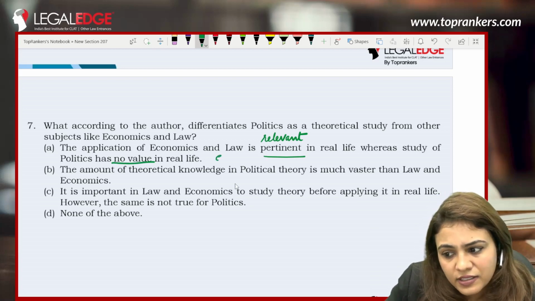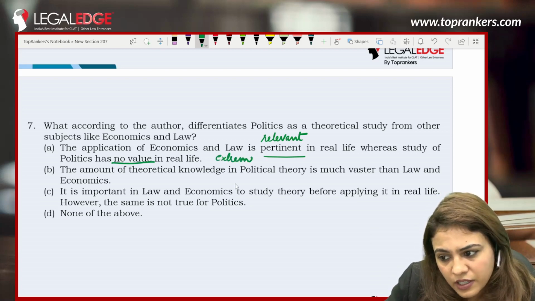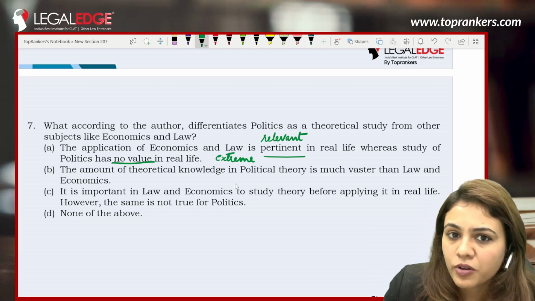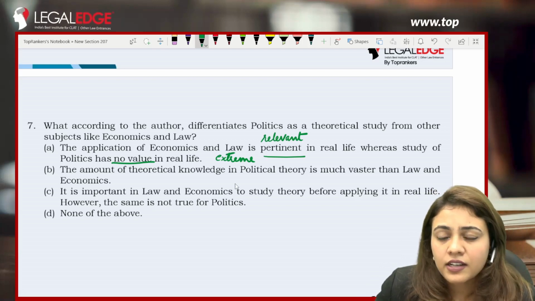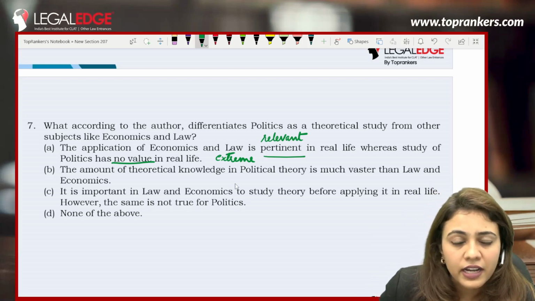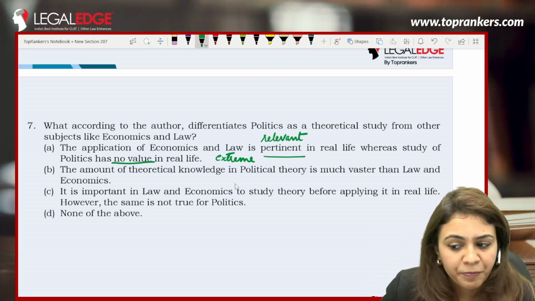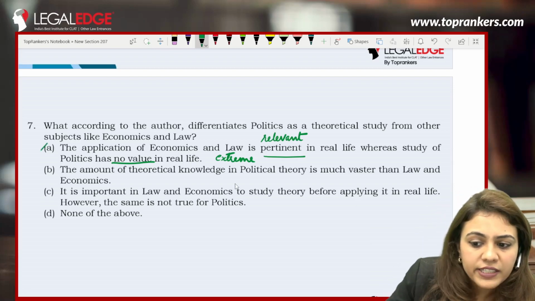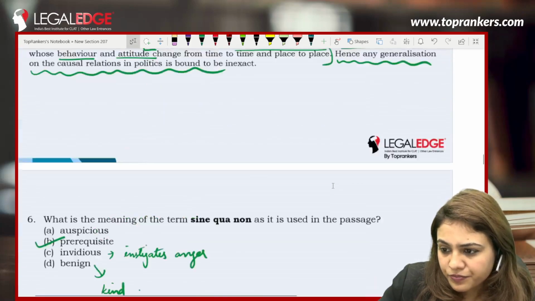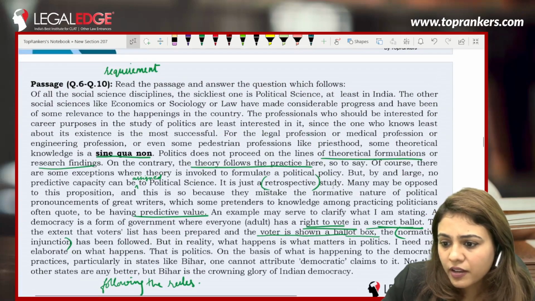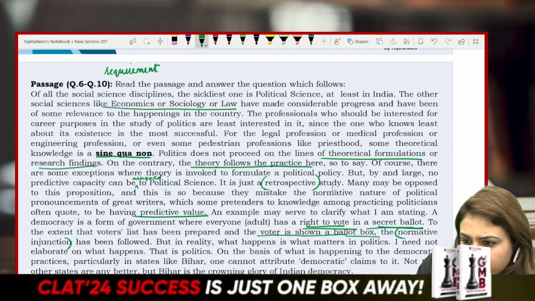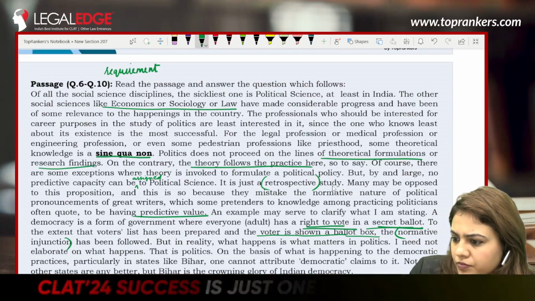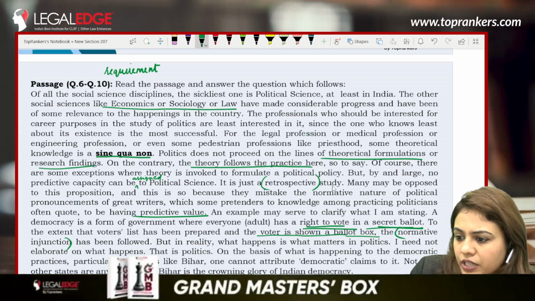First of all, this is an extreme statement. And this is not something which the writer wants to convey. He's just saying that politics has not got the importance that it actually deserves when it comes to India. So, obviously, it will be eliminated. If you want to see where it's given, you can see it here, as well as here, theoretical formulations.